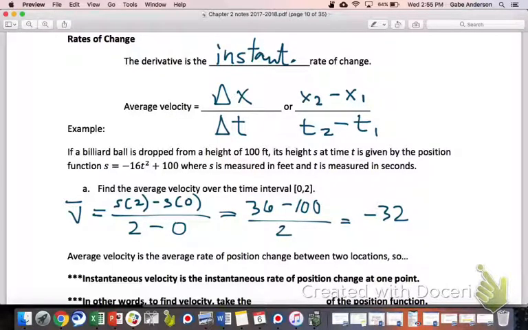And then what units would go with that negative 32? It's not meters per second. Be really careful with that. It is feet. So feet per second. That would be the average velocity.